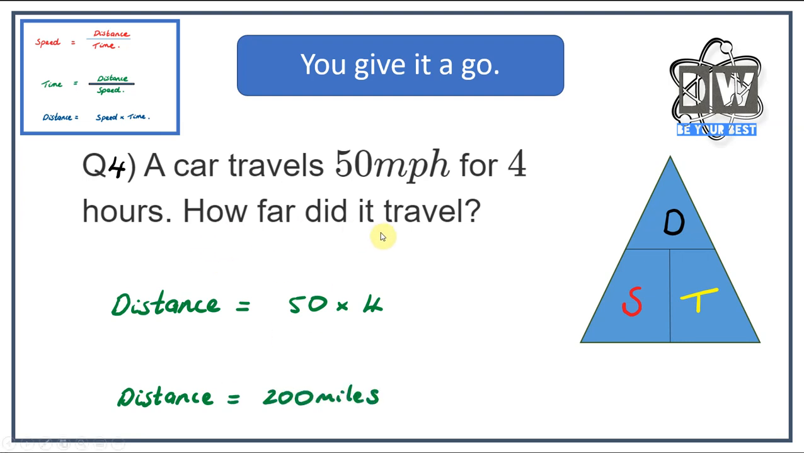Okay, how far did we travel? We traveled 200 miles because we're traveling at 50 miles per hour. Times by 4, that gives us our 200.